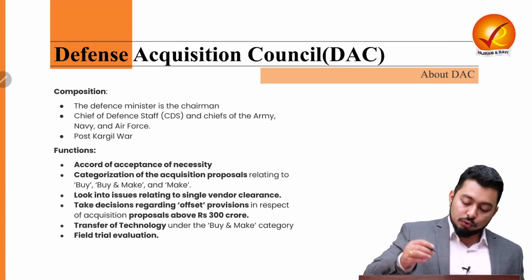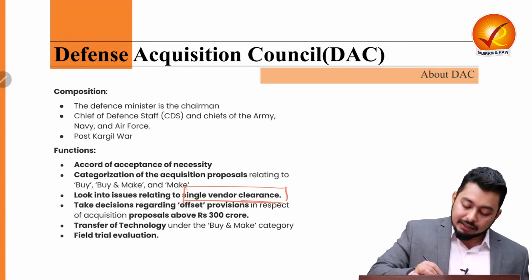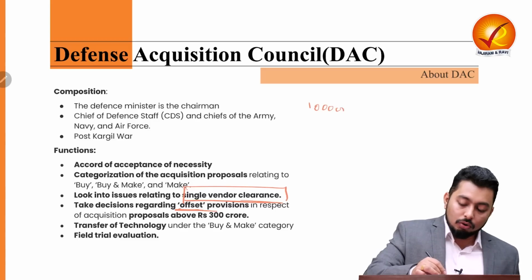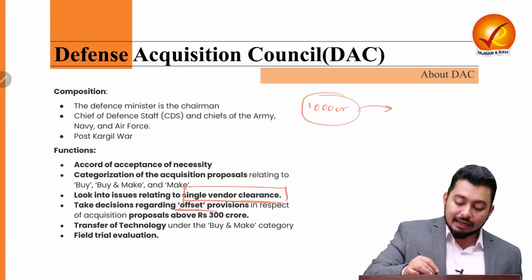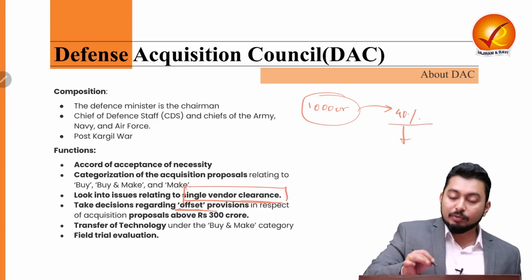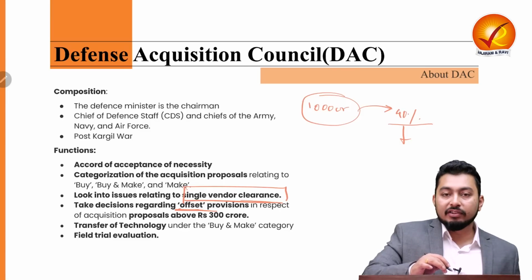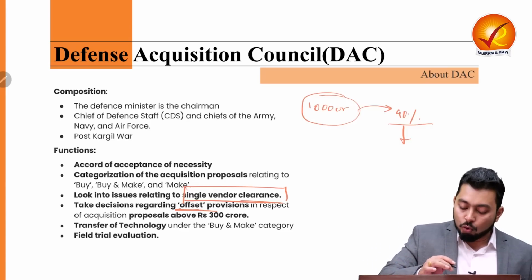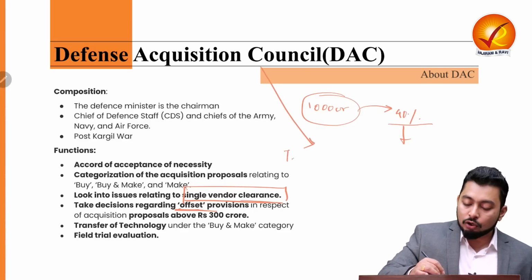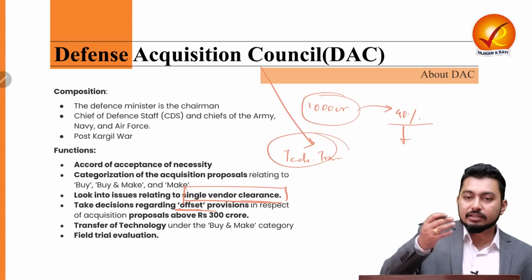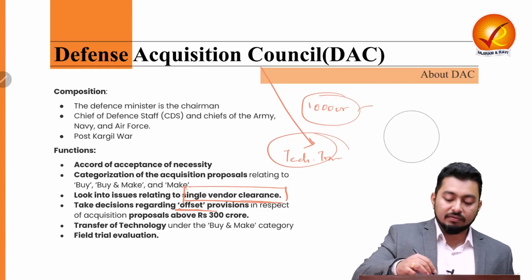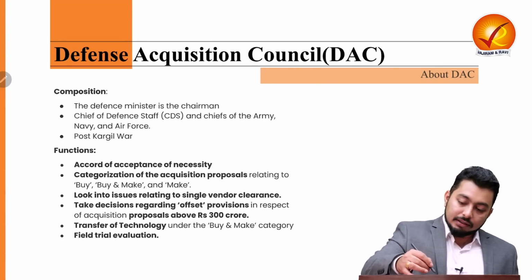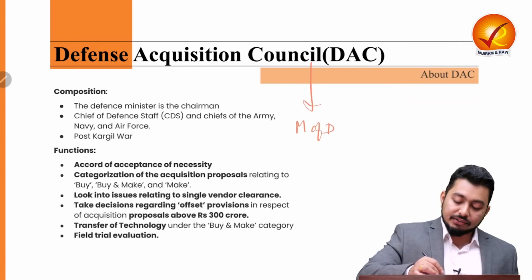Then it looks into issues of single vendor clearances. Then it also looks at offset provisions. Let's say there is a 1,000 crore order. So the offset clause says that 40% of the total order will have to be made in India, or it will go to domestic manufacturers. So that is an offset clause. And most importantly, it also looks into technology transfer, whether it is coming into India or we are sharing the technology with someone else, as well as the field trials. And this comes under our Ministry of Defense, right?